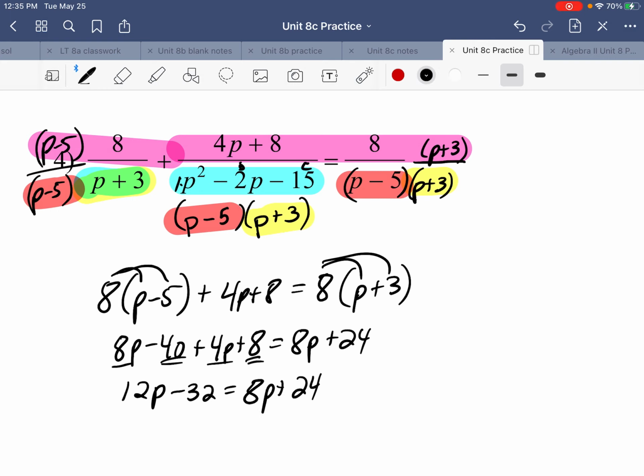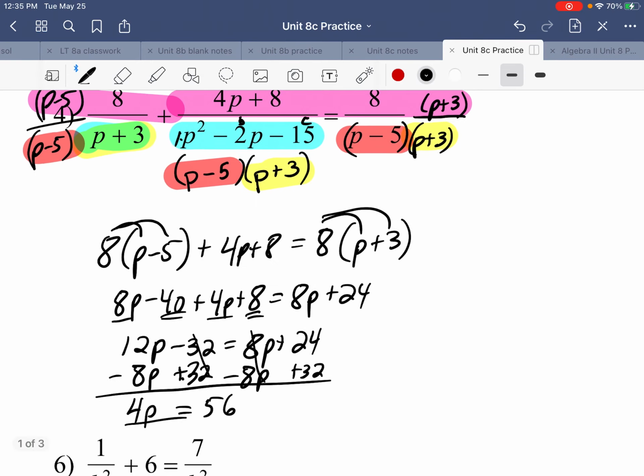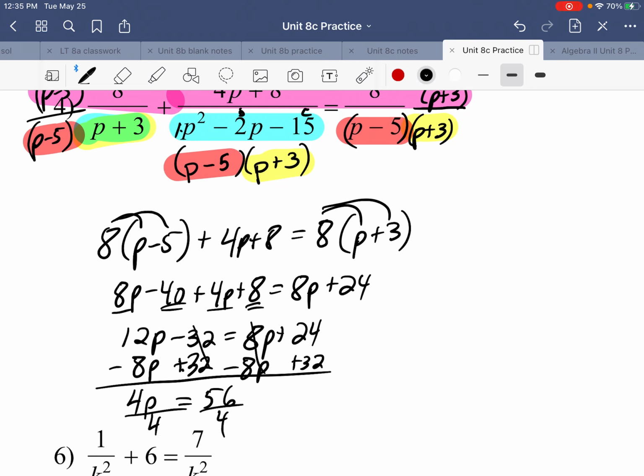And then we have like terms on opposite sides. I look at the 12p and 8p. 12 is bigger. That'll help keep the term with the variable, the coefficient, positive. I'm going to add 32 while I'm at it. 32 and 24 are like terms, and that is 56. Divide by 4, and we get p is going to equal 14.